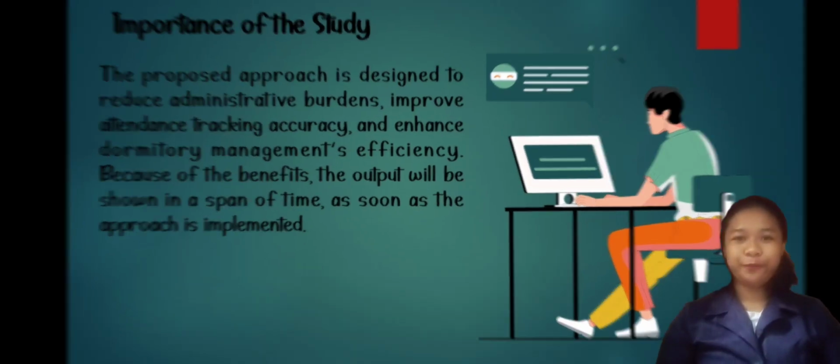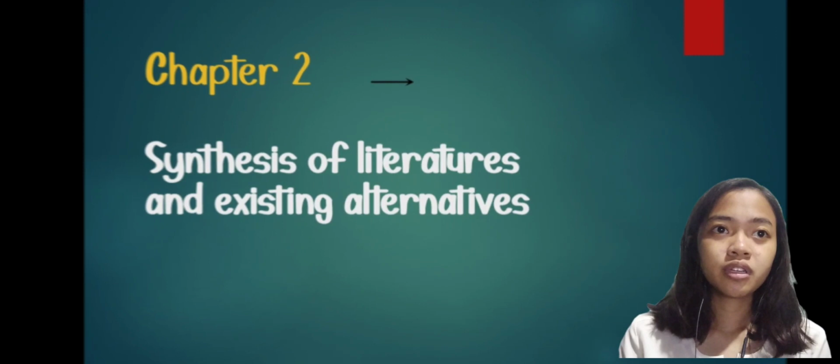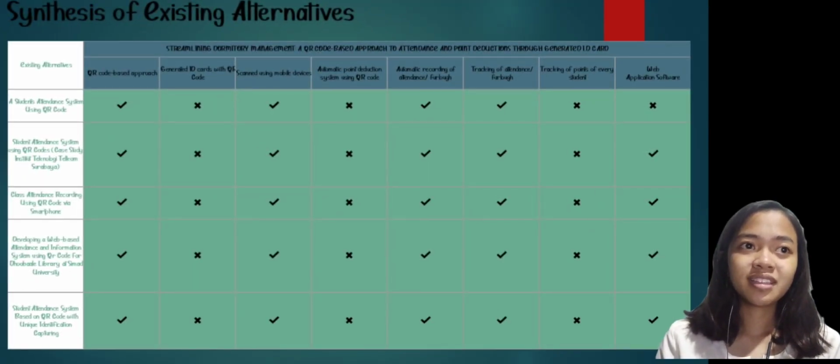Next, we gathered and searched 5 existing alternatives and 5 literatures, which are related to our proposed system. These existing alternatives and literatures all had the same idea based on using biometrics, like automatic recordings of attendance.